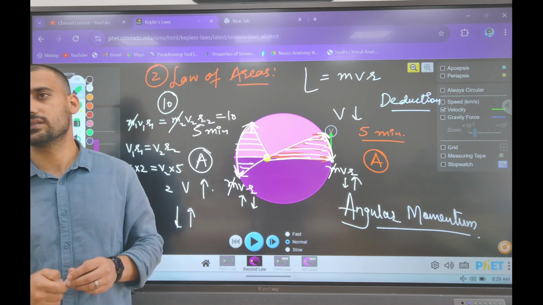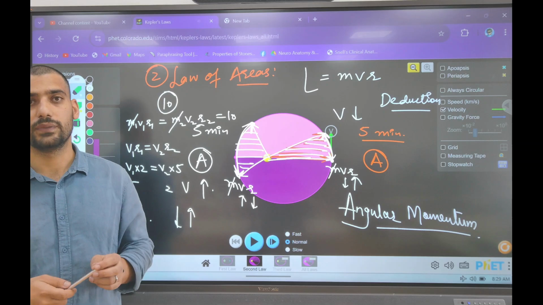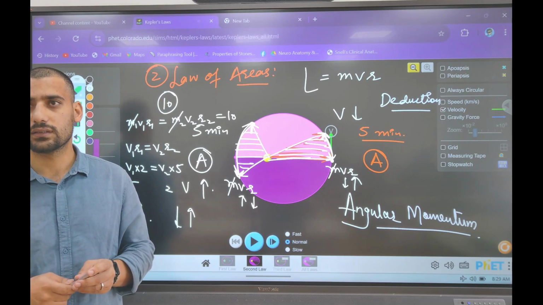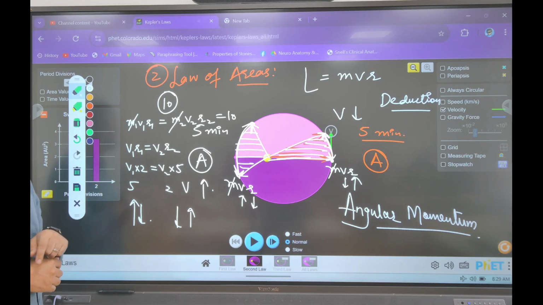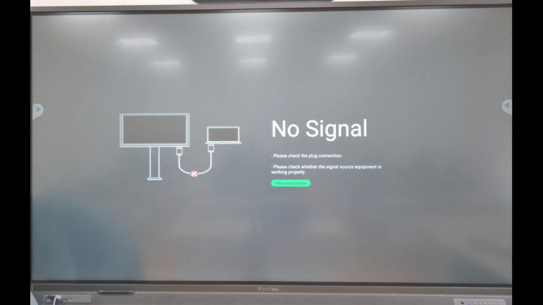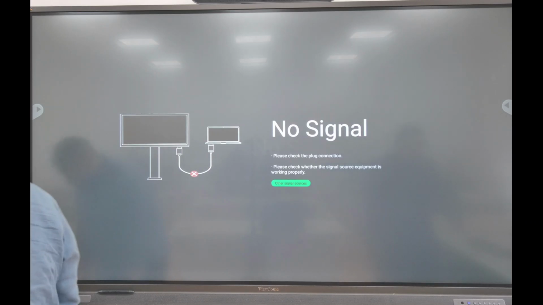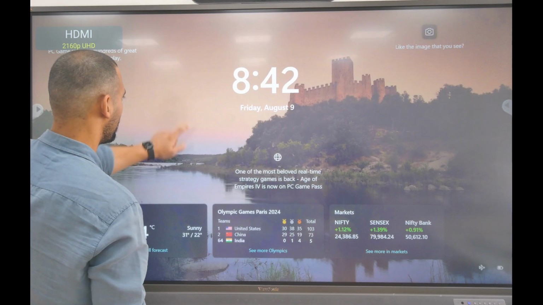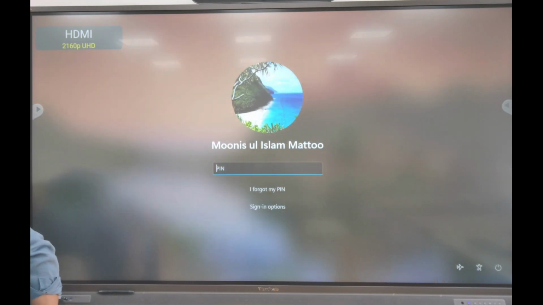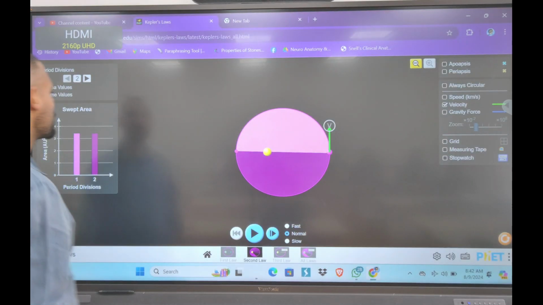This happens to conserve what? Angular momentum. Is it clear? Is there any doubt in this? Okay. Now see. Should I erase it? Because I want to show the simulation now. Fine? Now see what is happening. Now see the simulation.